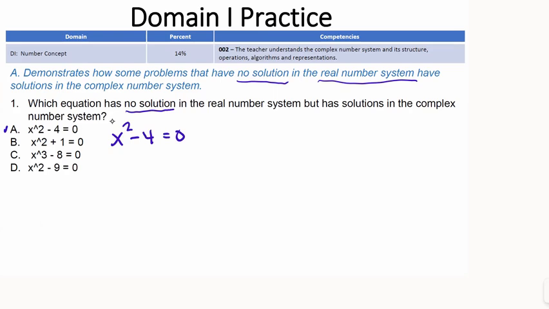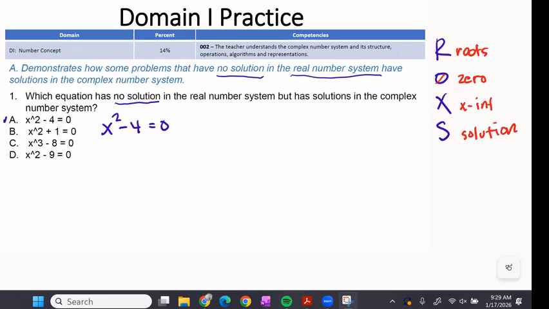How can I say? Roots. If you see these words on the test, this means roots. The O is a 0. This is 0. X, this is x-intercept. And S means solution. If you remember during your algebra, I'll show it to you, okay?